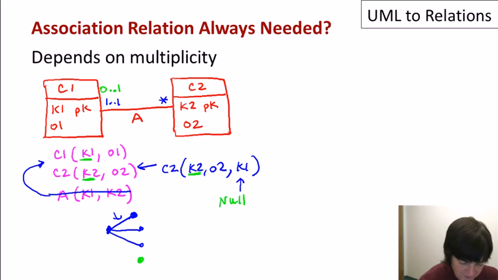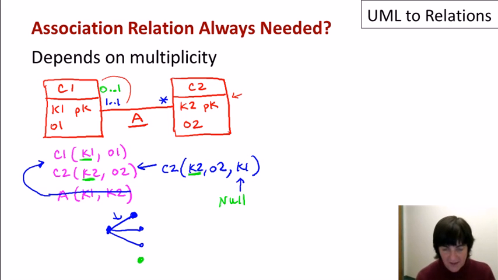So what we saw, to summarize, is that when we have 0..1 or 1..1 on one side, and then we have an association, instead of making a relation for the association, we can add the key from the side with the 0..1 or 1..1 to the relation that we generated for the class on the right-hand side.